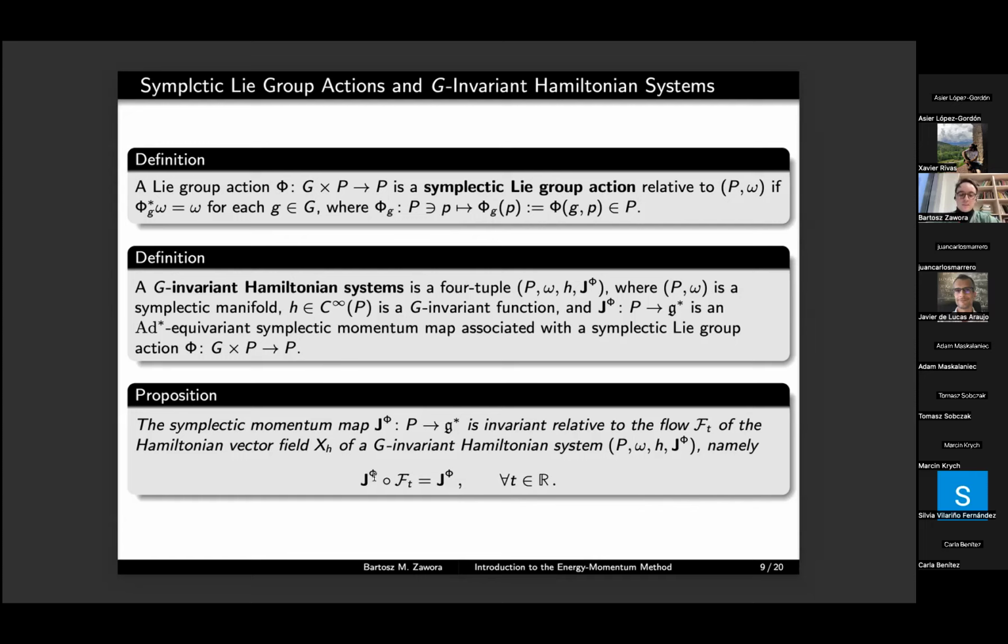So the momentum map composed with the flow of the Hamiltonian vector field is just the momentum map for every parameter t, right? So if our dynamics starts from a point that is contained in the level set of the momentum map, it remains in this level set for every time. This is what it means basically.